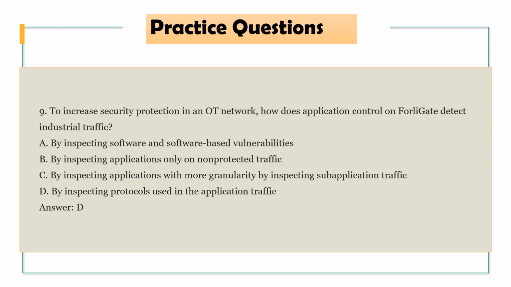9. To increase security protection in an OT network, how does application control on FortiGate detect industrial traffic? A. By inspecting software and software-based vulnerabilities. B. By inspecting applications only on non-protected traffic. C. By inspecting applications with more granularity by inspecting sub-application traffic. D. By inspecting protocols used in the application traffic. Answer: D.